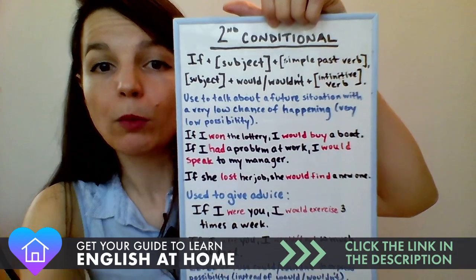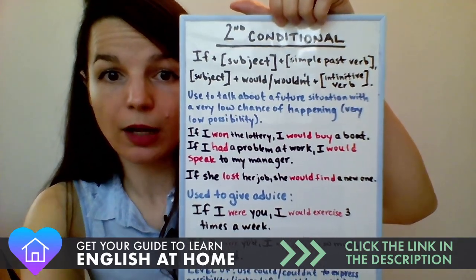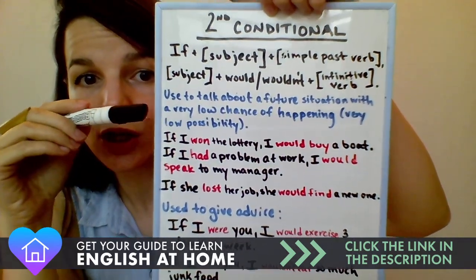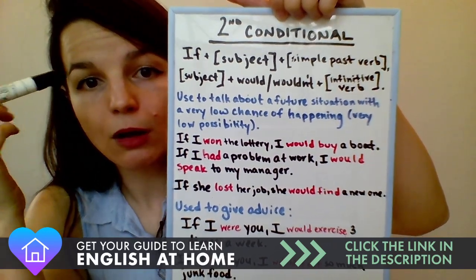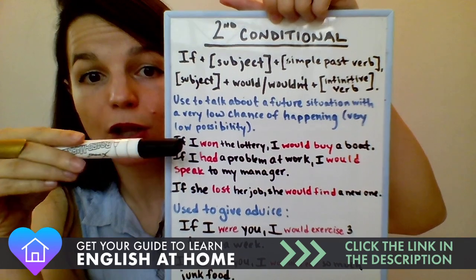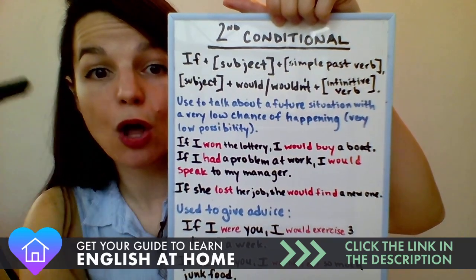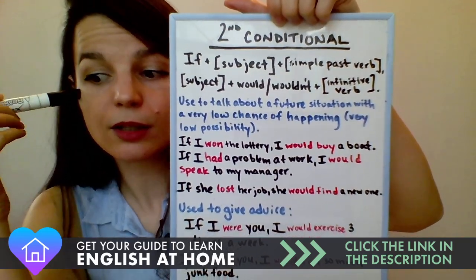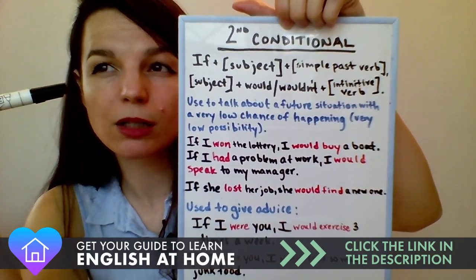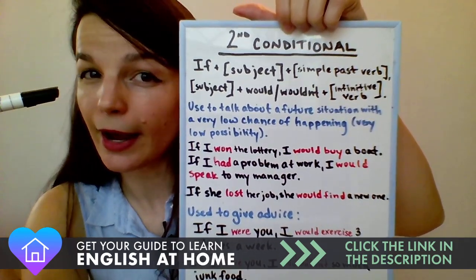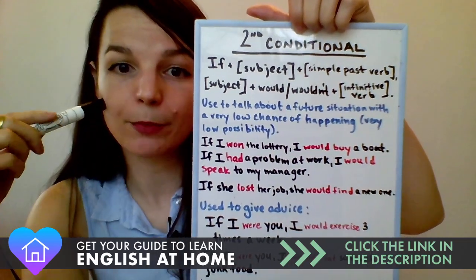So when do we use second conditional? Why should we care? We use second conditional to talk about a future situation with a low chance of happening, a very low chance of happening. That means very low possibility. So this is used when we just want to imagine something, but we don't really think it's going to happen. So let's look at some examples of this.